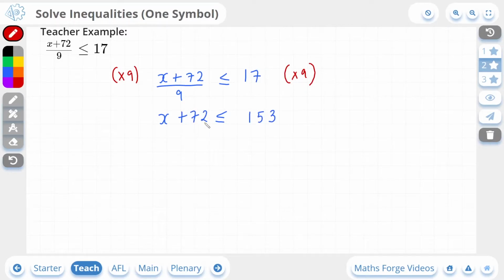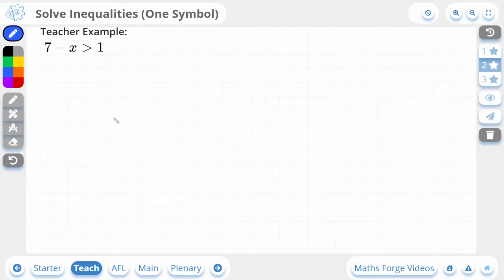Now we have to get rid of this plus 72, and we're going to do that by subtracting 72 from both sides of this inequality. This is now going to leave us with x is less than or equal to 81. And if we check our answer, there it is. We'll do another two-star example.